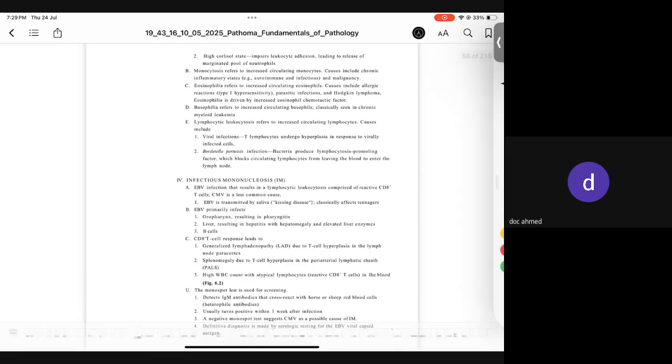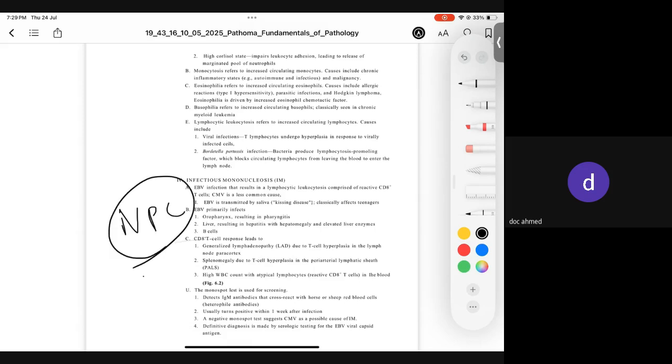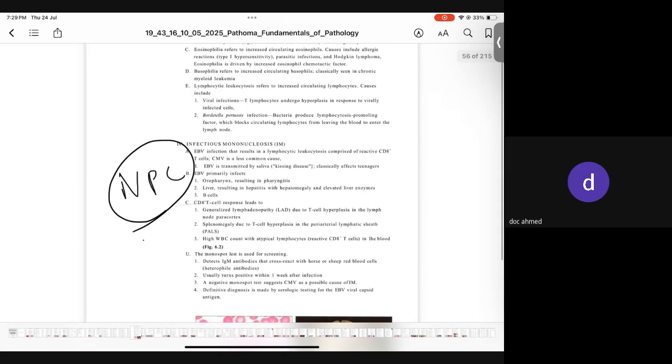Really important, one of your UWorld MCQs as well, right? So just write it down here. It increases the risk of nasopharyngeal carcinoma. Really important. Okay, so EBV infection, we discussed we can have lymphocytic leukocytosis. We know that. We discussed we can have generalized lymphadenopathy.